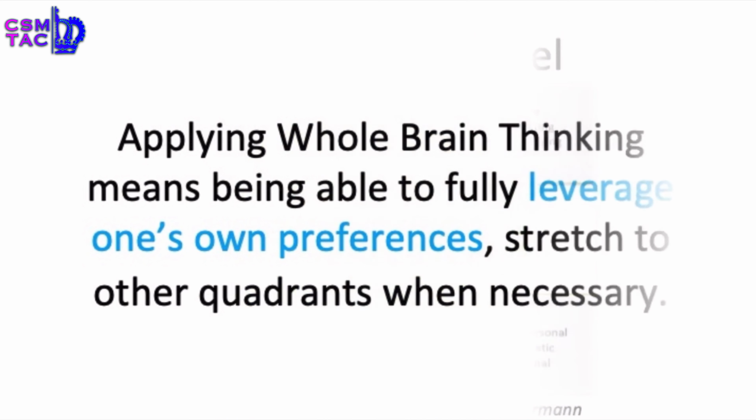Applying whole brain thinking means being able to fully leverage one's own preferences, stretch to other quadrants when necessary, and adapt to and take advantage of the preferences of those around you to improve performance and results.